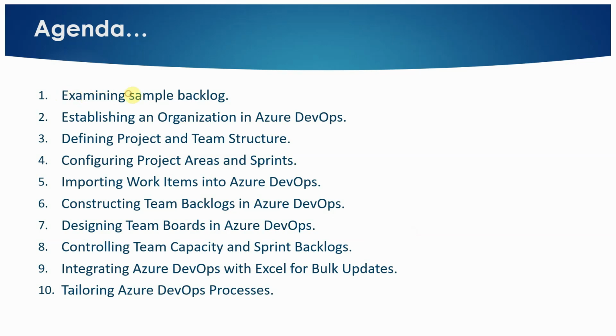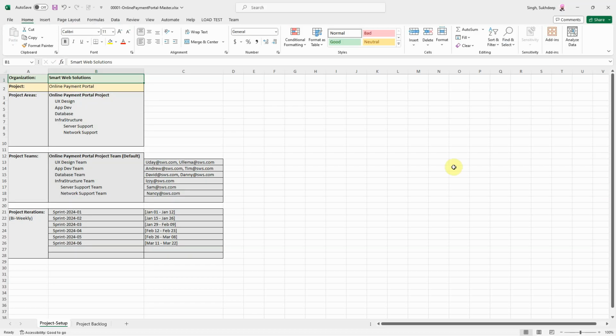Let's start with examining the sample backlog which we have created. I'll move into the Excel. So let's assume we are an organization called Smart Web Solutions who is creating an online payment portal. And then the entire project is divided into multiple areas, like any cross-functional team, we will have teams from different areas coming together and working on the project.